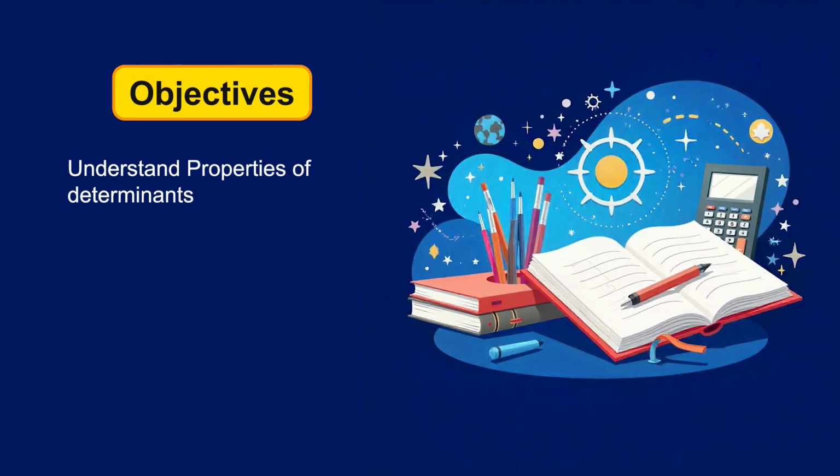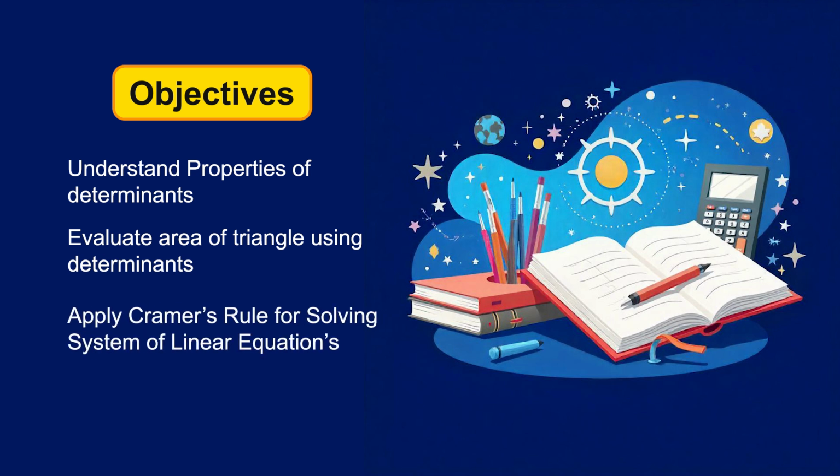In this session, we are firstly going to discuss something about the properties of the determinants, and then we will extend our discussion on how these properties can be used to evaluate the area of triangles. Apart from this, how to apply Cramer's rule in solving linear equations. So today's session objectives are understanding the properties of determinants, evaluation of the area of a triangle, and application of Cramer's rule.